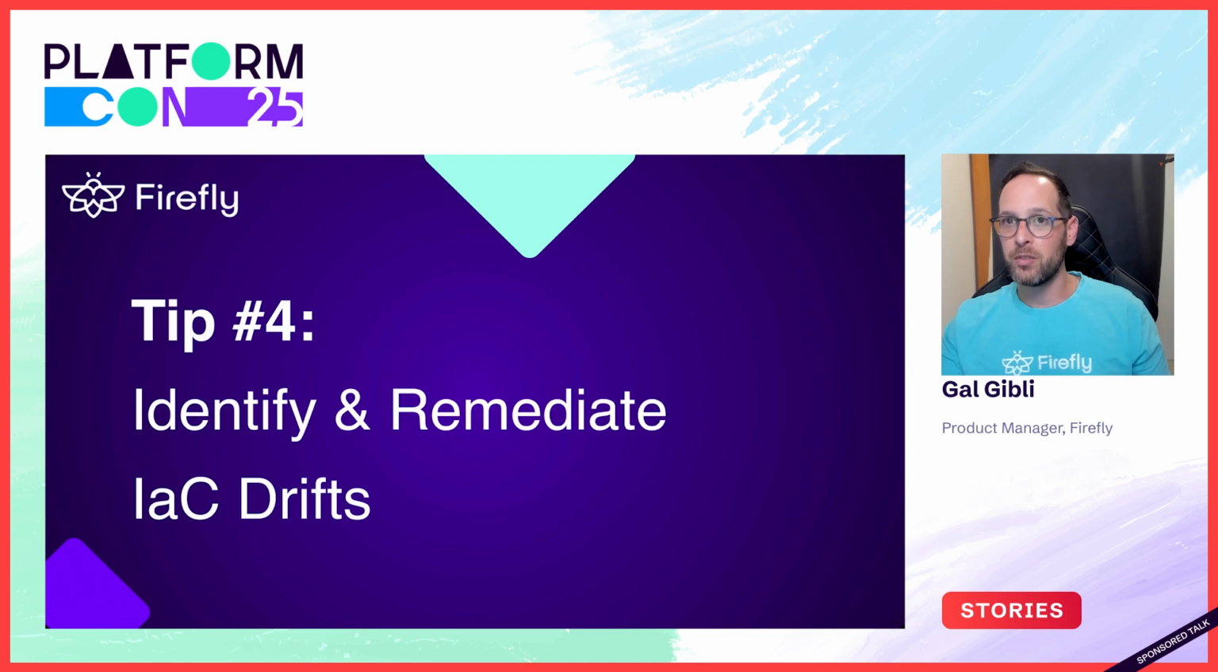Moving on to tip number 4, identify and remediate those IaC drifts. Remember we talked about drifts? Let's revisit that concept just for a sec. So we said drift is inevitable. Okay, it happens during break glass scenarios. It happens when third-party tools update your cloud without syncing back to your IaC. You need to be alerted when those happen, and you need to have a remediation strategy in place.